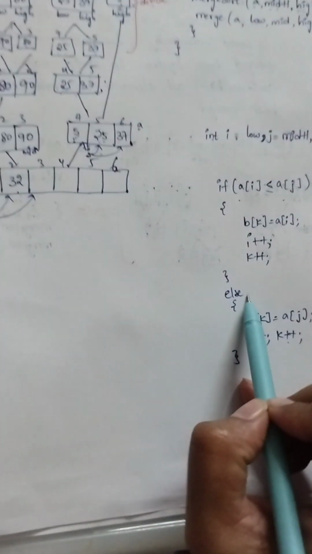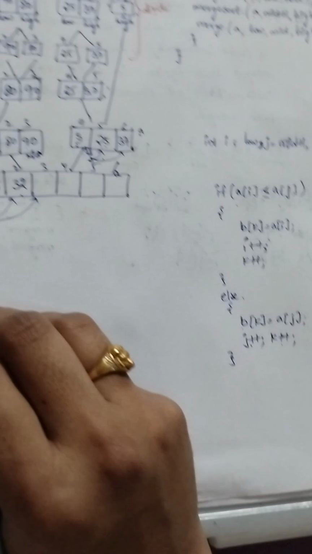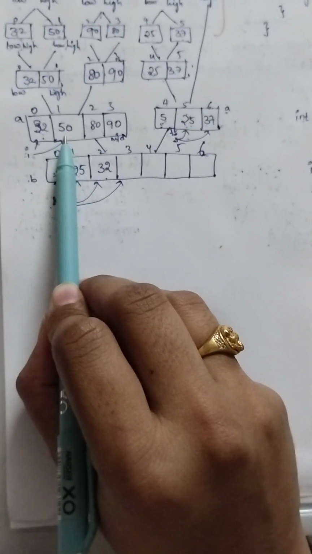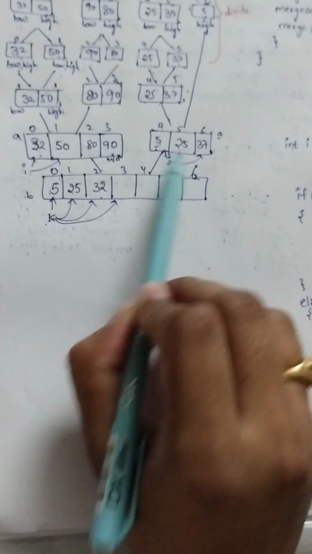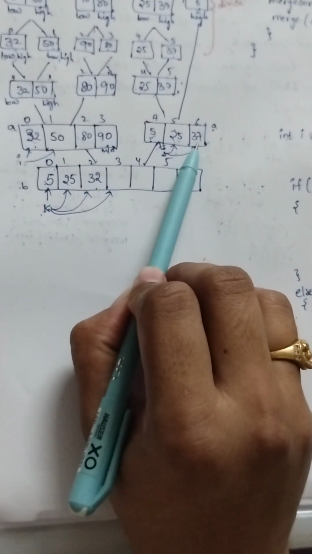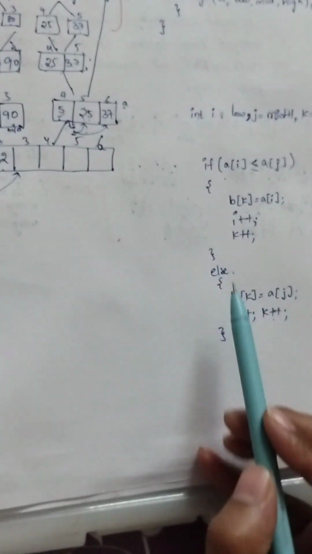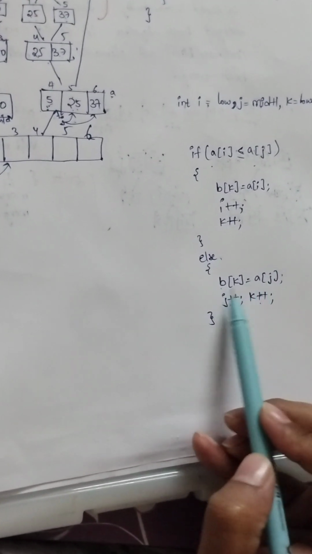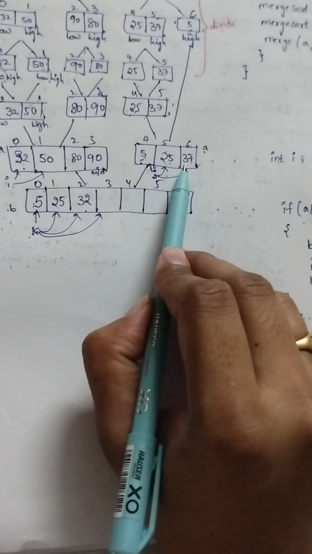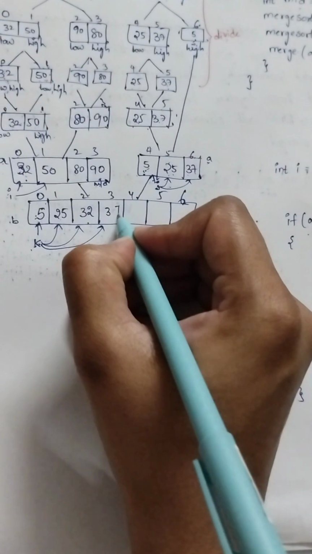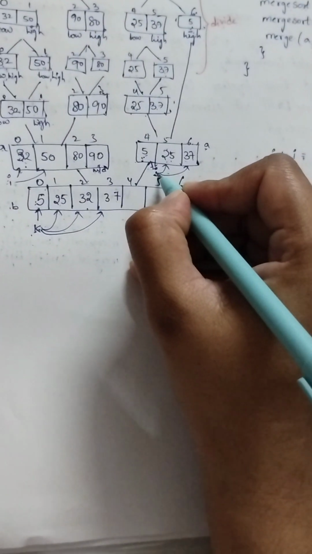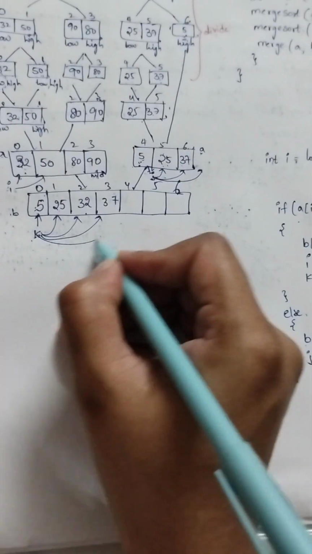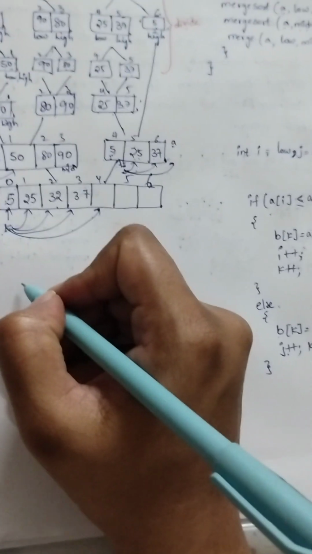So now again repeating this step. So a of I with a of j. What is a of I now? A of I is 50. 50 is less than or is equals to a of j, 37. 50 is less than or is equals to 37. Condition is false. So else part is going to execute. What is that else? Copying the a of j into b of k. So copying this 37 into b of k and incrementing what, j plus plus. Now j is at 7th index and k is now at 4th index, right?